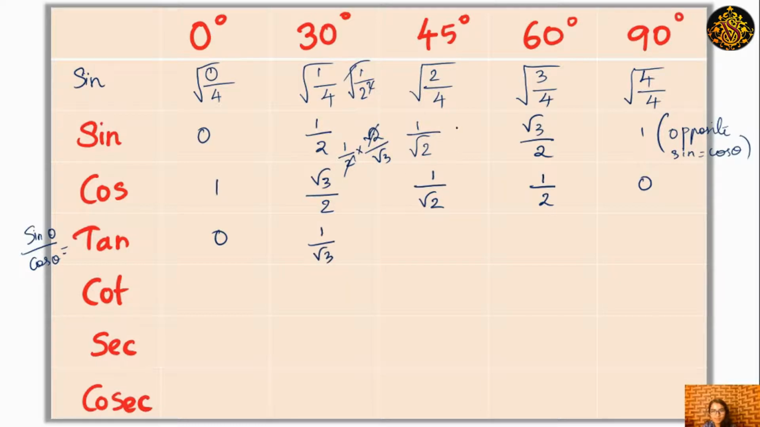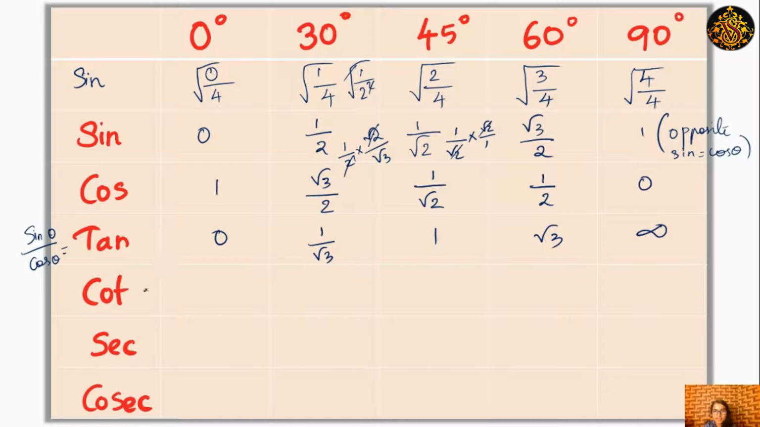Here it is 1 by root 2 into root 2 by 1. From the value itself we can cancel it. Clear? Root 2 gets cancelled, so tan 45 degree is 1. Then here we have root 3 by 2 into 2 by 1, so 2 and 2 get cancelled and the value is root 3. Then 1 divided by 0 is infinity. It is not defined.